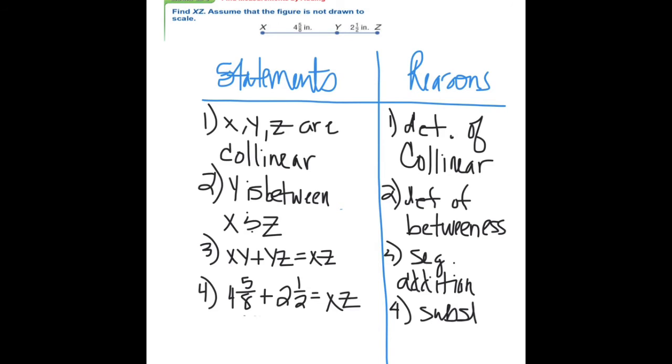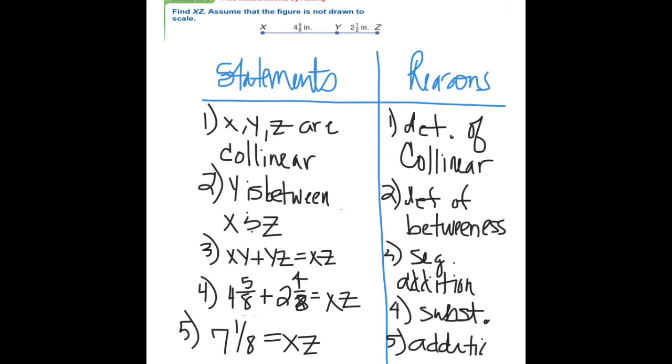So substitution. And then I'm just going to do some basic addition. 4 5/8 plus 2 and, I'm going to turn that into 4/8. Well, 2 plus 4 is 6 and 9/8, which is the same thing as 7 1/8 equals xz. And that was just basic addition. You could even say it was simplify.